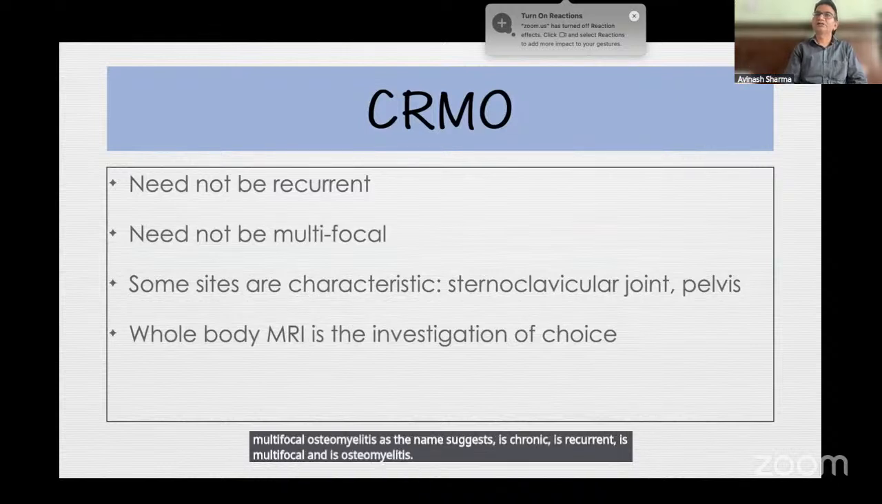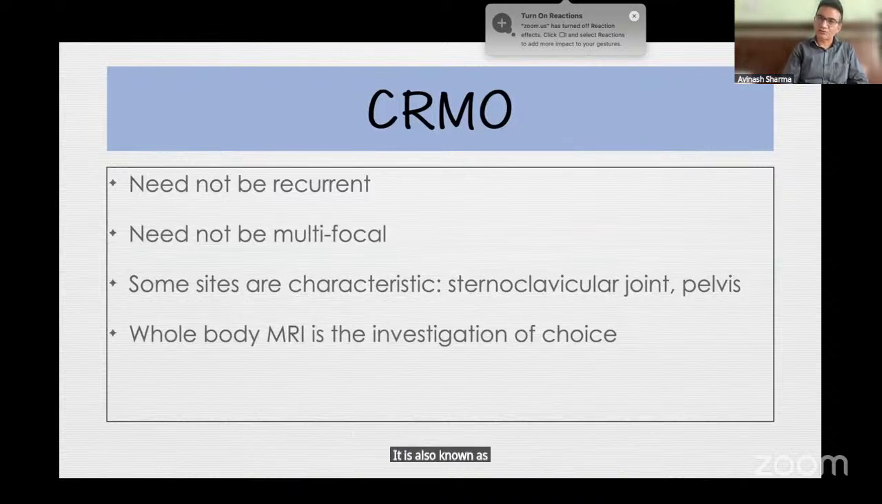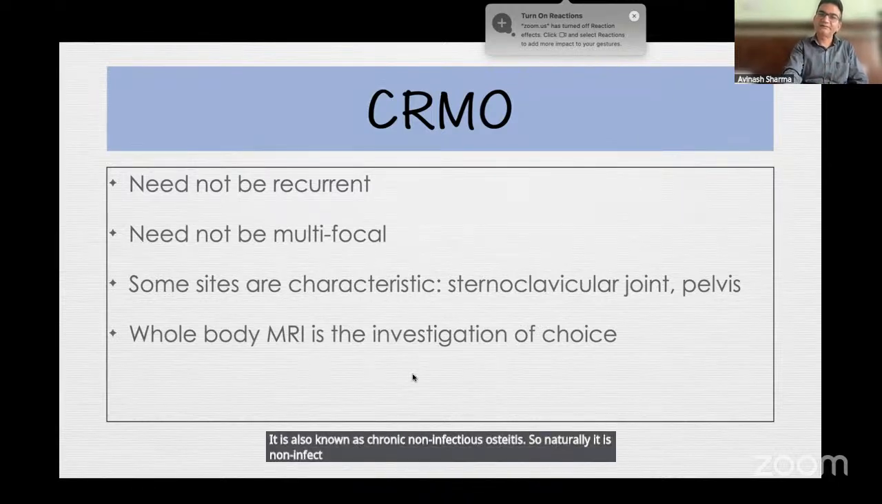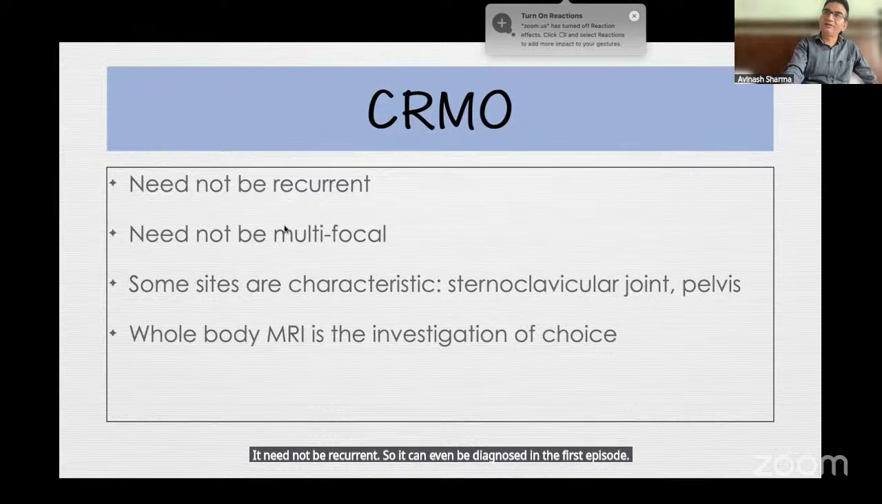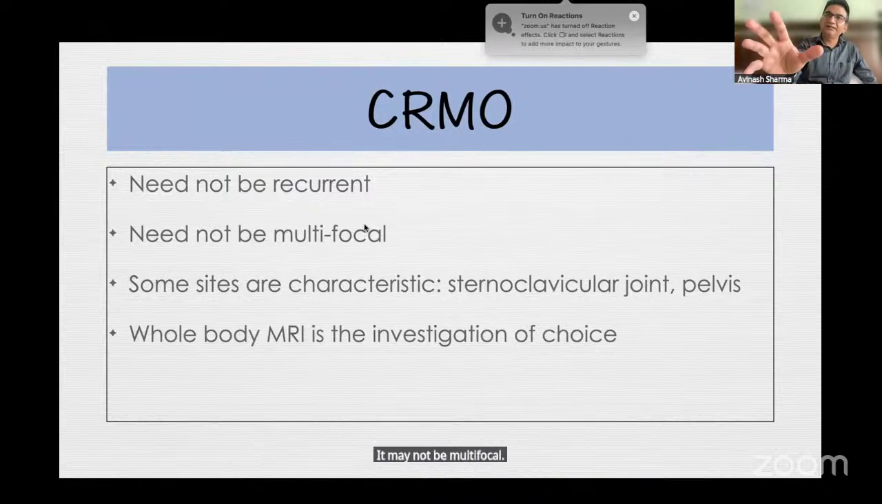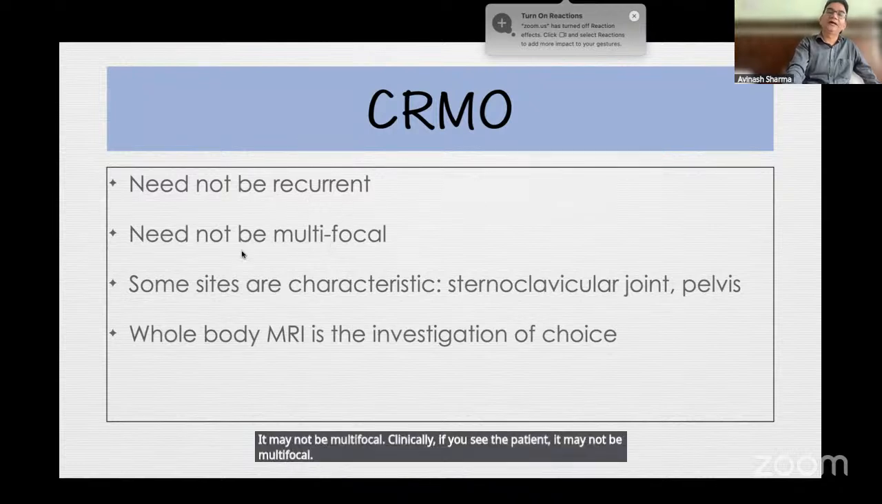It is also known as chronic non-infectious osteitis. So naturally, it is non-infective. But to add to the confusion, to add to the challenge, to add to the problems, it need not be recurrent. So it can even be diagnosed in the first episode. It may not be multifocal. Clinically, if you see the patient, it may not be multifocal. So then how do we diagnose it?